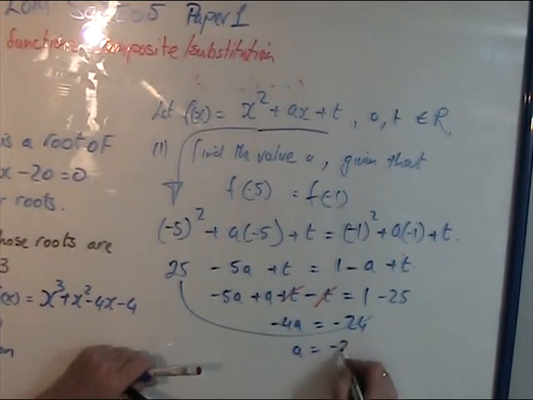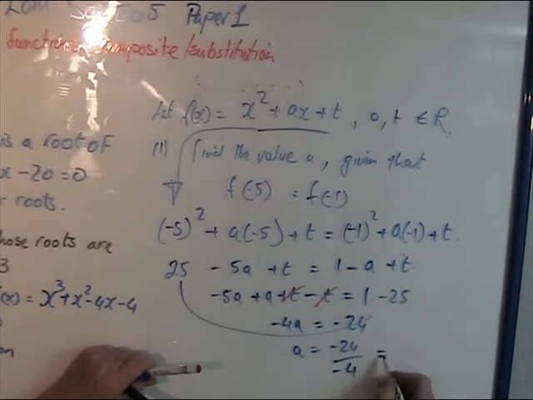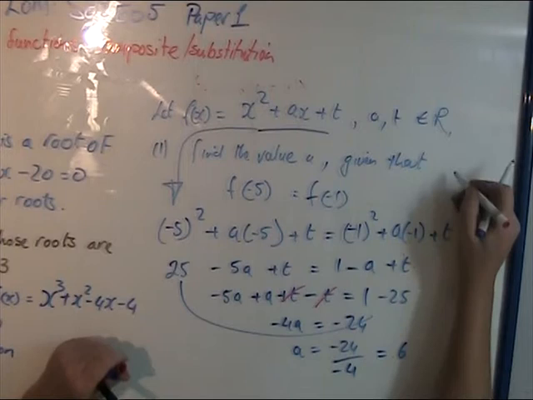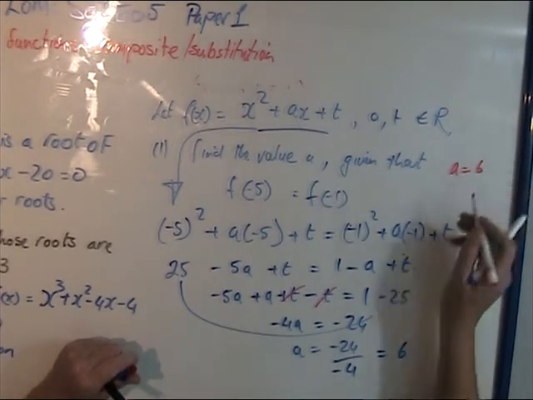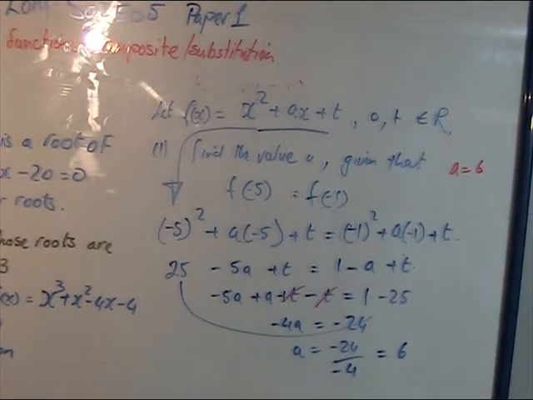A is equal to minus 24 divided by minus 4. Minus into minus is a plus. 4 into 24 goes 6 times. A is equal to 6. Okay? So you put that out there, and that's your answer for that part.